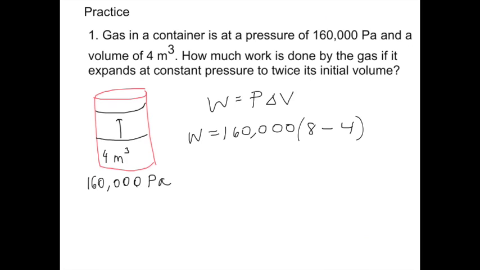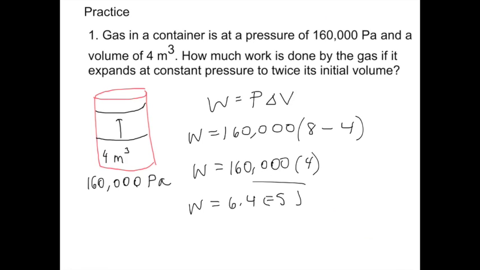Now we can simplify this. We'll have work equals 160,000 times 4. And then if I multiply that out, I get that the work done by the gas is 6.4 times 10 to the 5th joules.